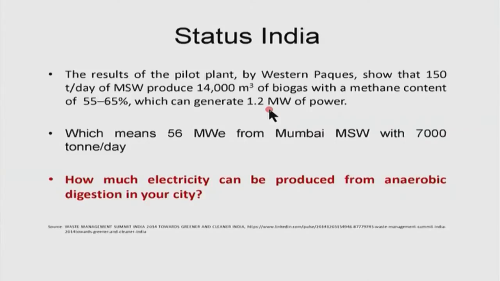So that's a very good idea. For example, if I assume that Mumbai's MSW is approximately 7,000 tons per day, it will produce 56 megawatt of electricity for me. And that's a decent amount. But then you compare how much electricity we are using in the whole of Mumbai. So this is even less than 1% of Mumbai's total electricity consumption. And how much is it in terms of money?